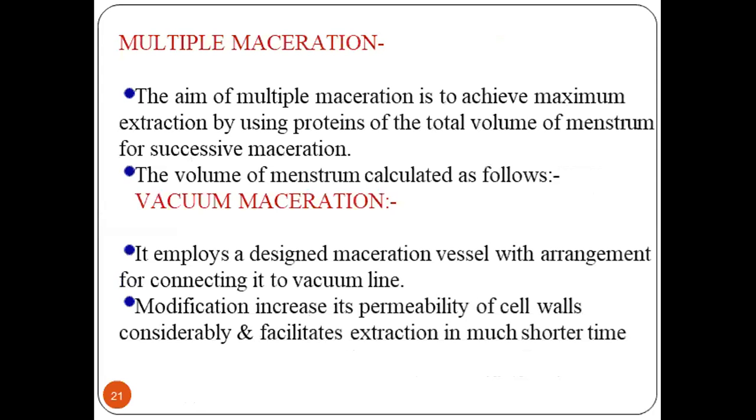Multiple maceration. The aim of multiple maceration is to achieve maximum extraction by using the proteins of the total volume of menstruum for successive maceration. The volume maceration calculated as it is employed as designed maceration vessel with arrangement of connecting it to volume line. Modification increases permeability of cell wall and considerably facilitates extraction in much shorter time.